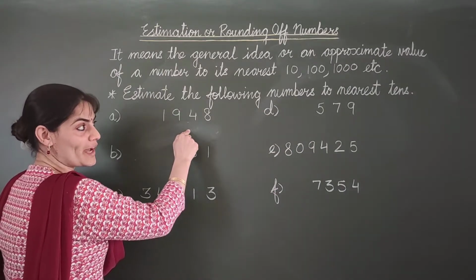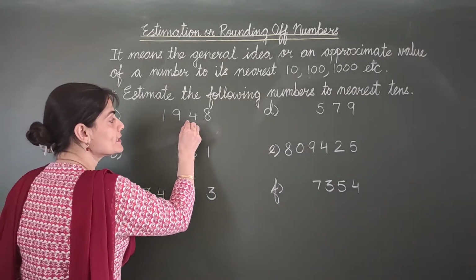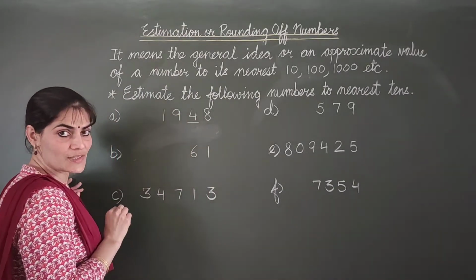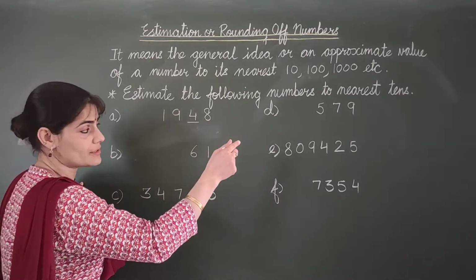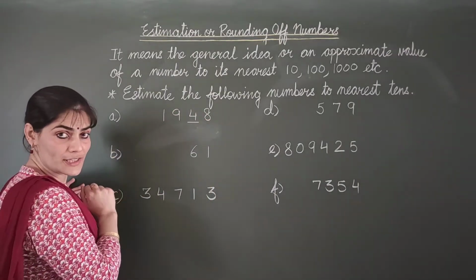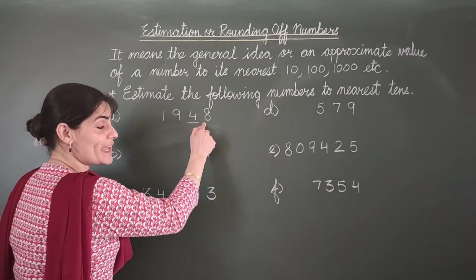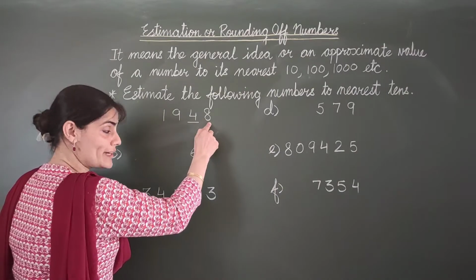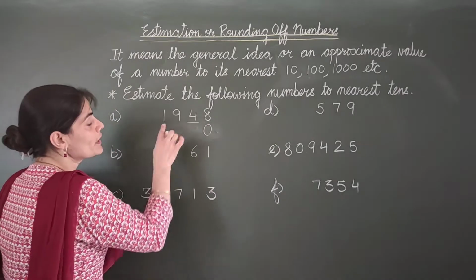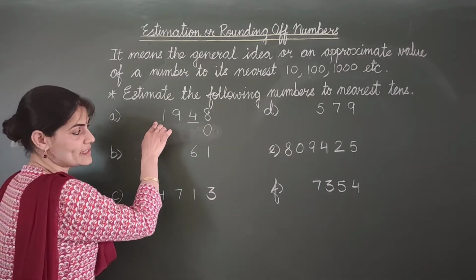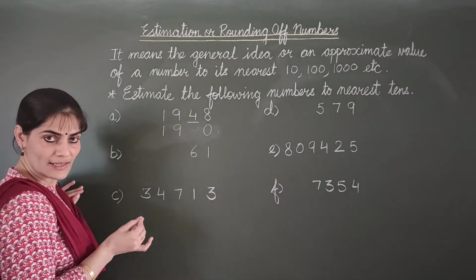Now, as we are required to round off these numbers to their nearest tens, I underline this digit at tens place. Why? Because we are going to focus on this digit at the end. So what are we going to do with the rest of the digits? The digit at smaller number place will be replaced by 0. There is only one digit at smaller number place, so I replace it by a 0. Now the digits at larger number places will remain unchanged. They will be written as it is. So I write here 1 and 9.